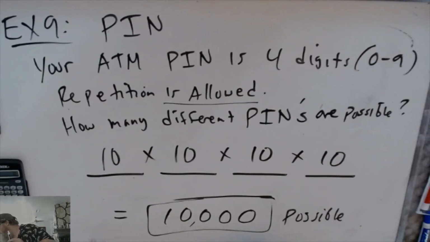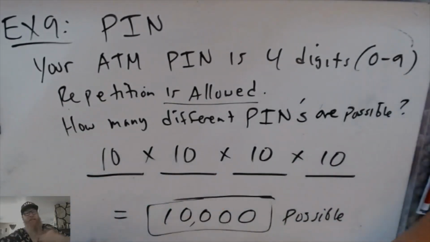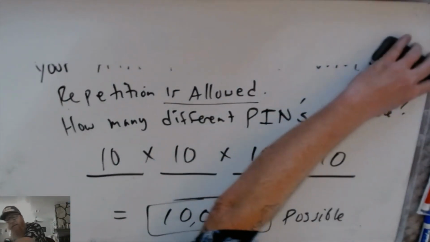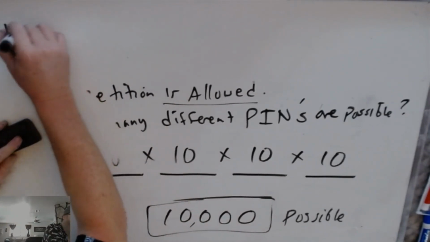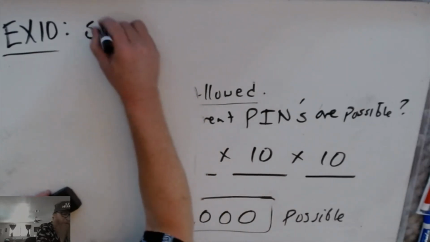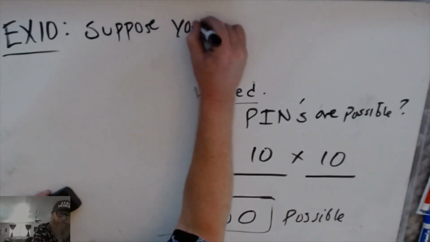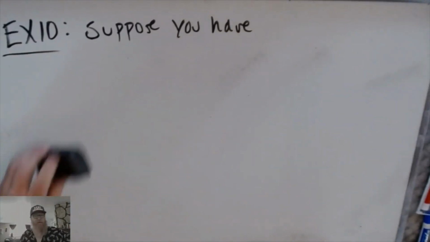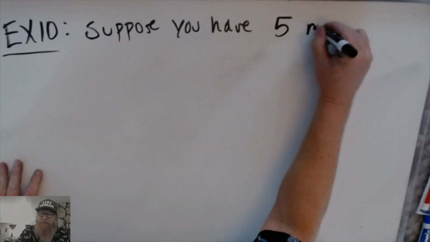All right, well, we're getting towards the end of it. I kind of want to end with where we started this chapter. Remember, we started this chapter talking about different arrangements of things and people and other types of objects being moved around. So in example 10, suppose you have 5 married couples.